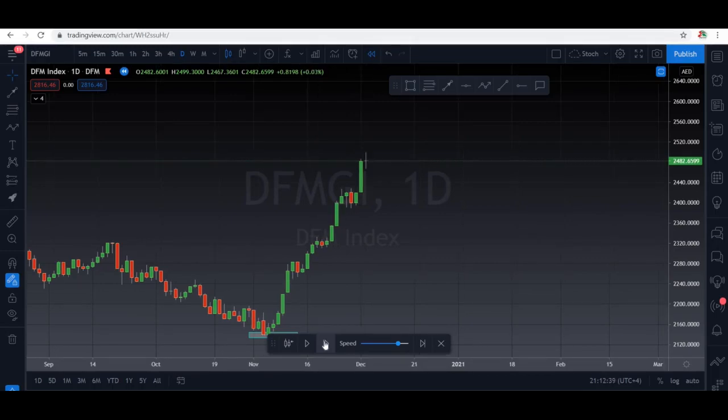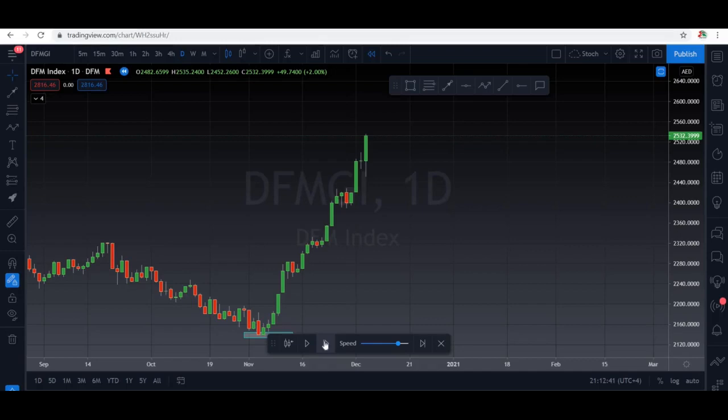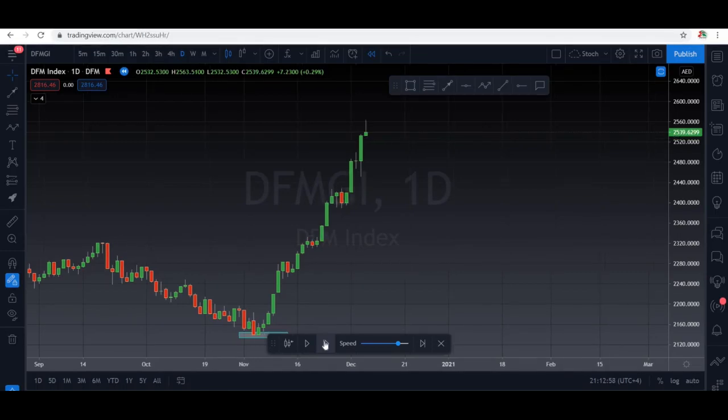Dodgy candle. Wonderful. What a solid bullish candle. As you can see, we are clearly breaking the resistance and moving to the upside. Let me play. Again, a bullish green candle.